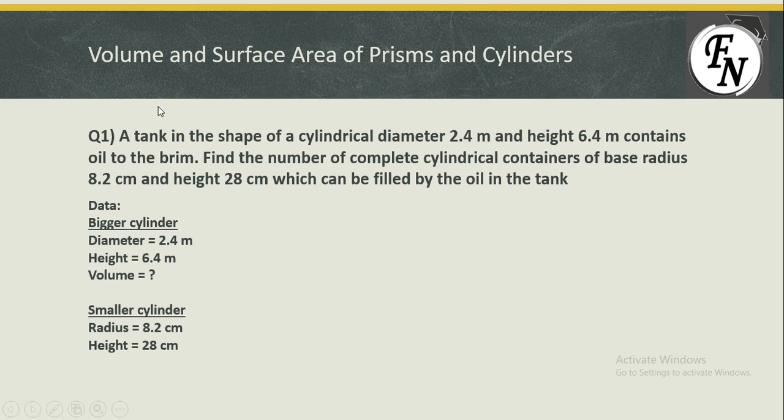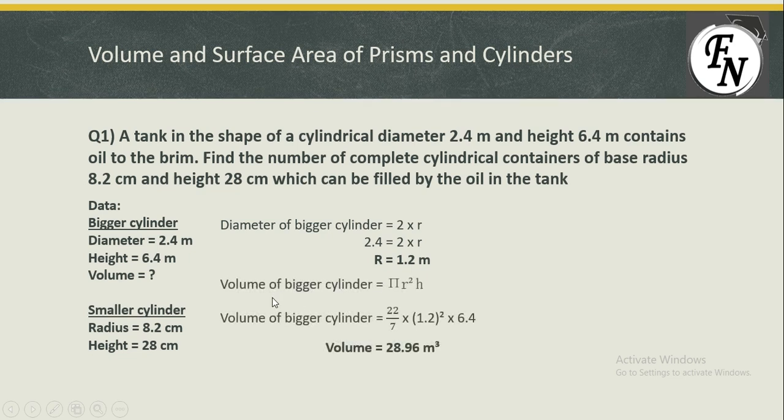We just need to plug in the values and find the volume. But here the diameter is given for the bigger one, so first we need to find the radius. We will use the formula: diameter of bigger cylinder is equal to 2 times r. The diameter is 2.4 and 2 is multiplying on the right hand side, so it will be divided on the other side of the equal sign, and the radius would be 1.2 meters.